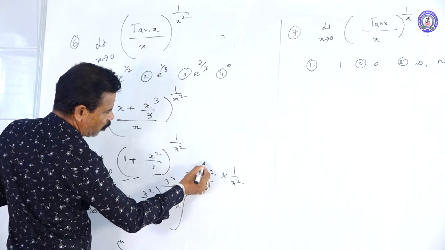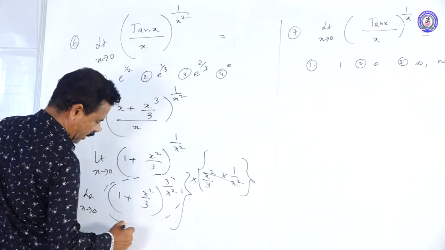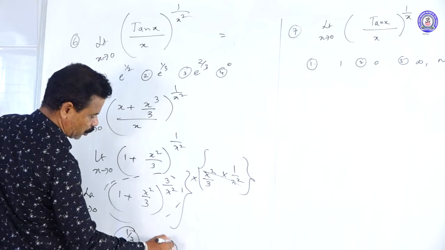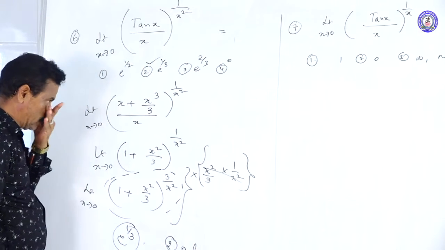After that, think about this: here x square gets cancelled, and 1 by 3 is there. So e power 1 by 3. It is option 2, the second option. E power 1 by 3 is the right answer.